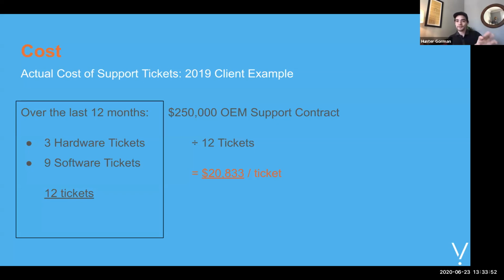Now, obviously, this is very simple math. There is a little more involved way to go about this to weigh hardware tickets versus software tickets. Again, either way, it's pretty bad. The range is about 17 to 24K per ticket. So we'll just make it easy for everybody, call it 21. But again, you can see support tickets get really, really expensive.